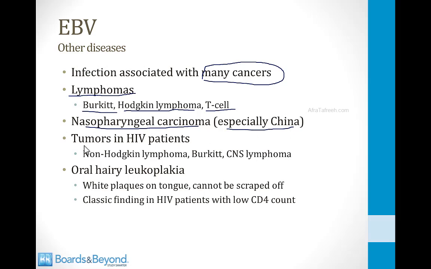There are several tumors that occur in patients with HIV that are associated with Epstein-Barr virus infection. It's believed that the immunosuppression of HIV allows these tumors to develop. These include non-Hodgkin's lymphoma and Burkitt's lymphoma and CNS lymphoma.